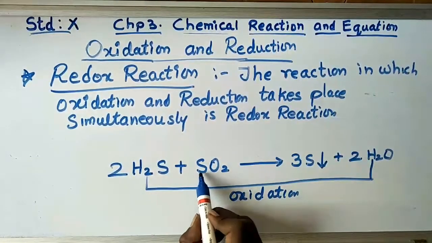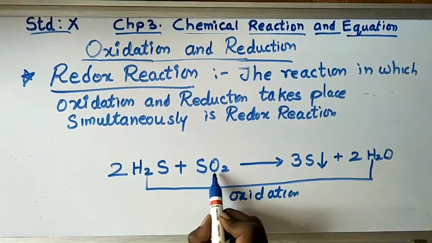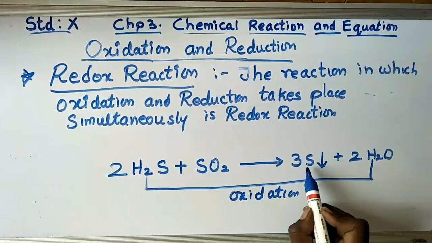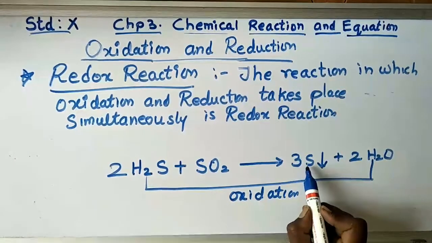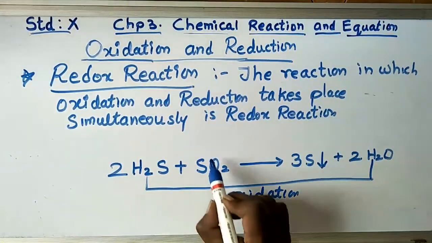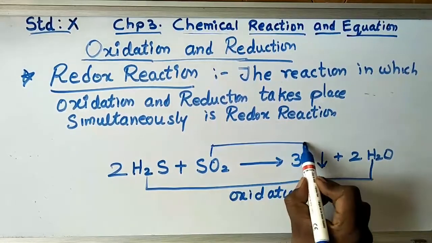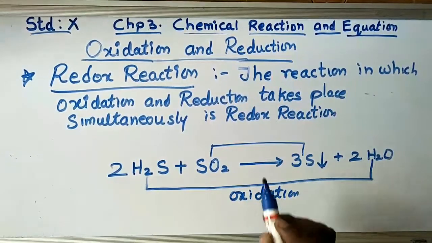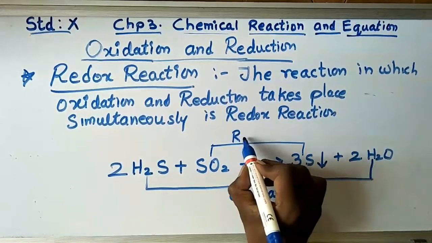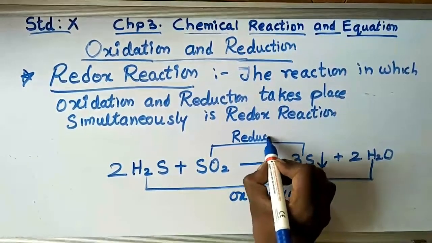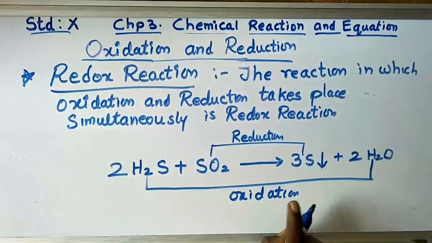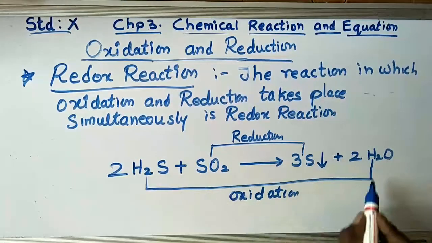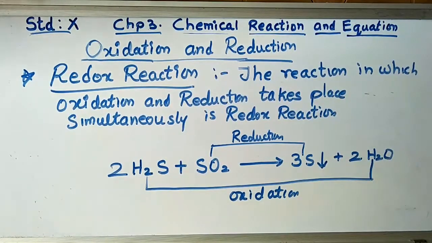Now in this reaction SO2, on the reactant side sulfur is having oxygen, but when it comes to the product side sulfur is losing the oxygen. So I'll mark it here. Here sulfur is losing the oxygen. So loss of oxygen means it is reduction. So in one reaction oxidation and reduction both take place. We call this reaction a redox reaction.